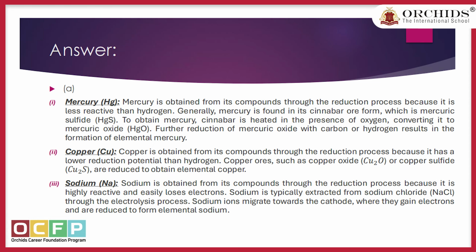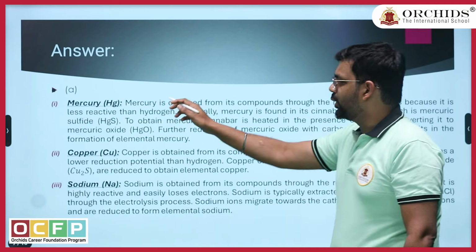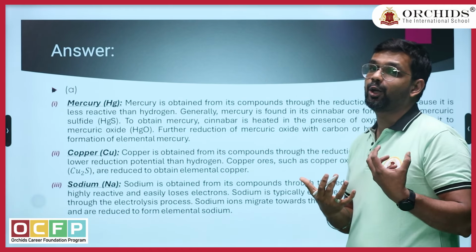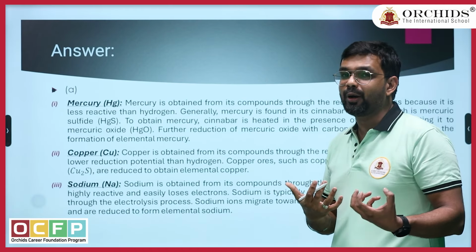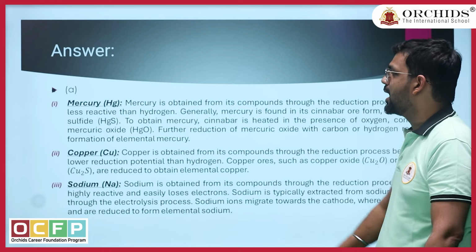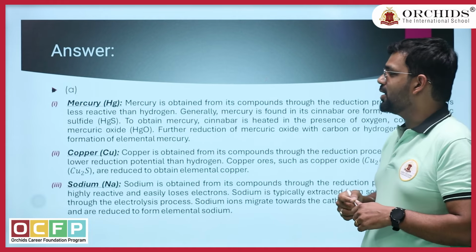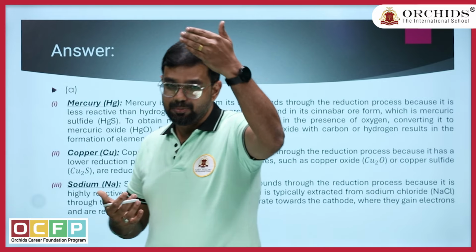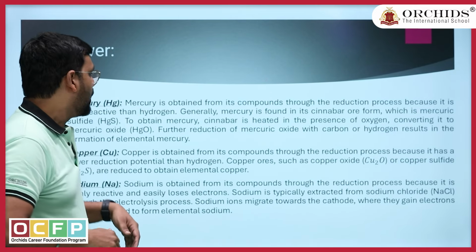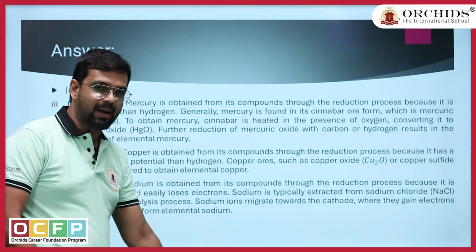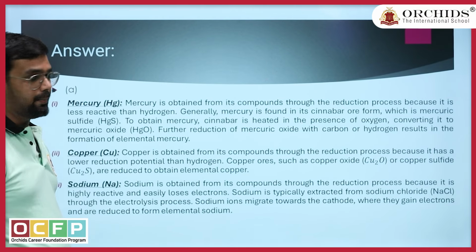So let's look at the answers. Coming to the first one, mercury. How is the mercury compound available in nature? It is HgS. What is the name? Mercuric sulfide, that is nothing but cinnabar. Yes, mercury is obtained from its compounds through the reduction process because it is less reactive than hydrogen. So it is below hydrogen in the reactivity series. Generally mercury is found in the form of cinnabar, which is HgS, mercuric sulfide.